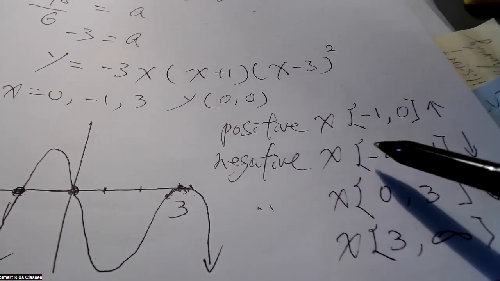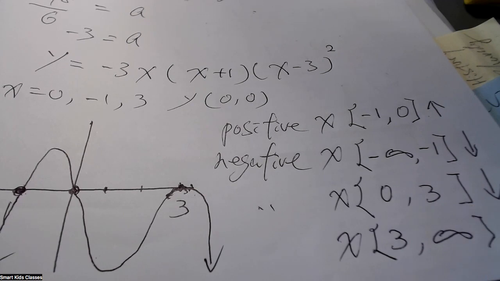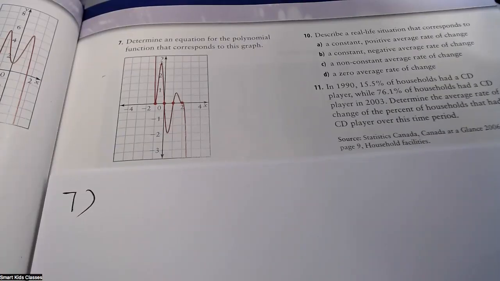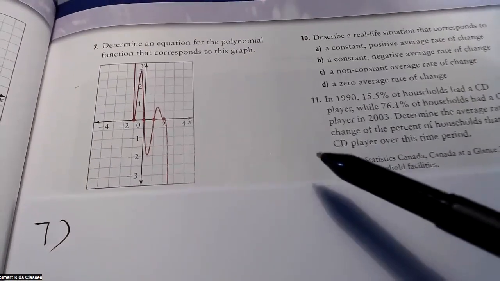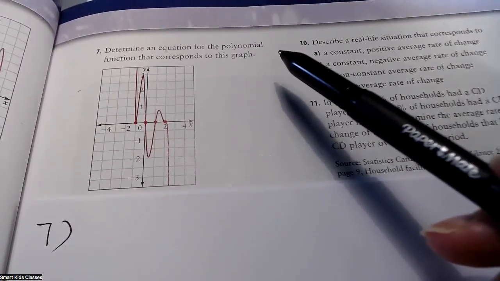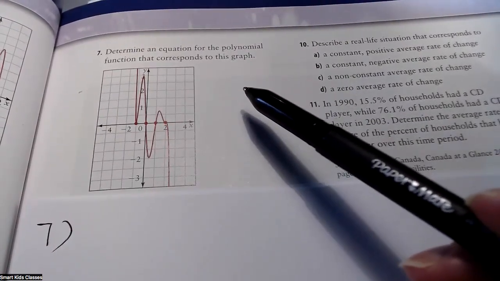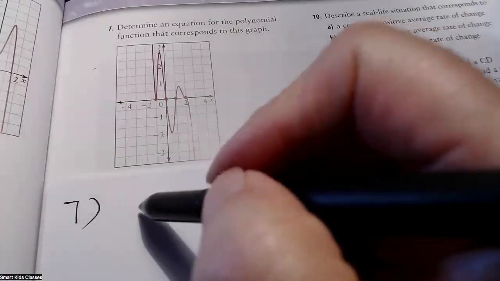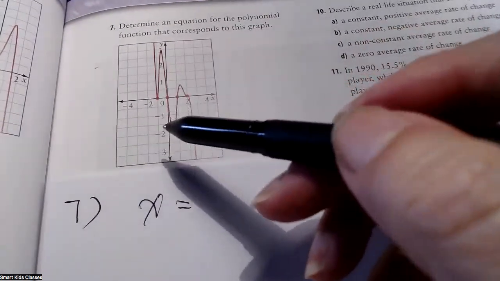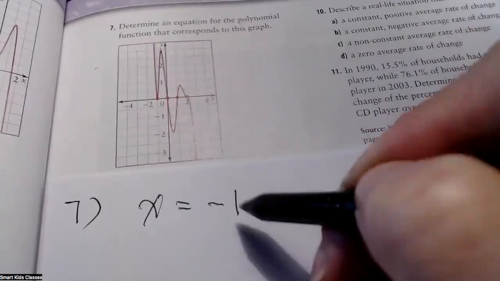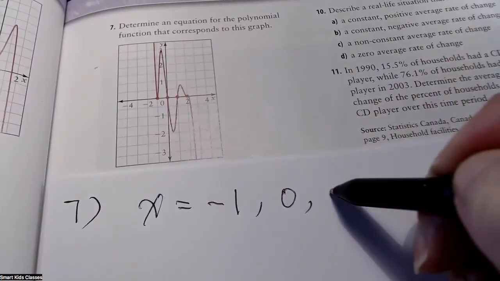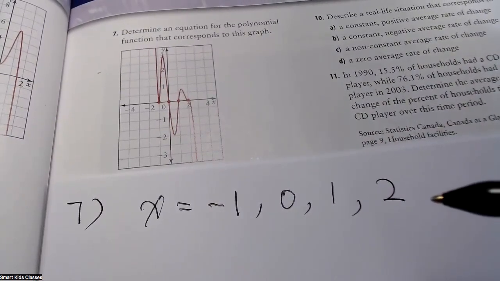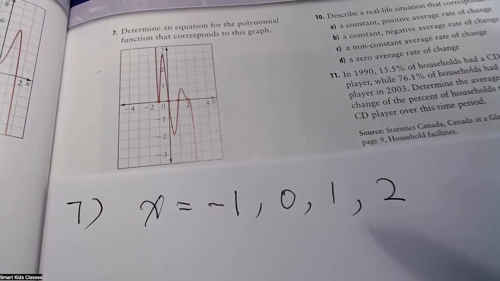Plot the graph and write the intervals of increase and decrease of the function. And we are going to do the next question. Question 7. Determine an equation for the polynomial function that corresponds to this graph. First, we are going to find all the x-intercepts. They are equal to -1, 0, 1, and 2.